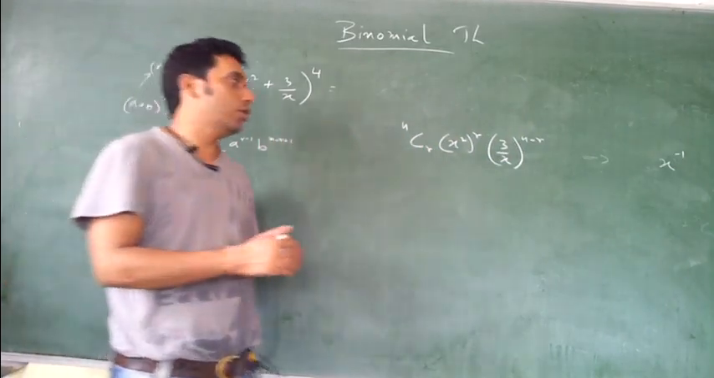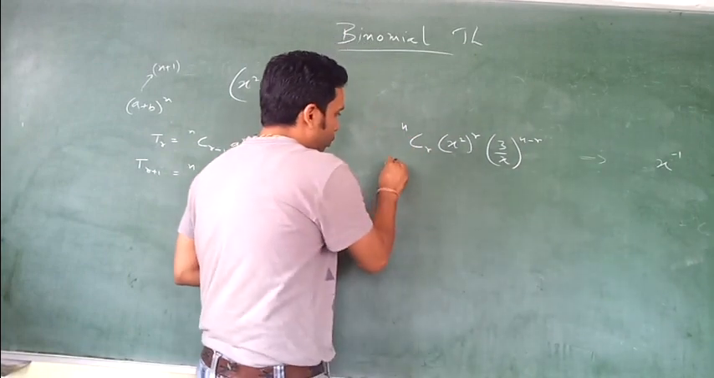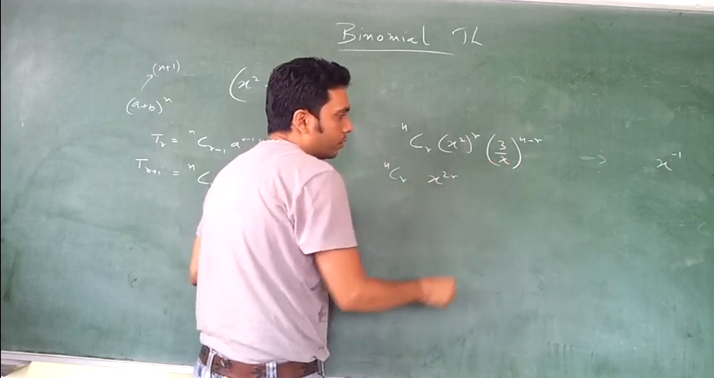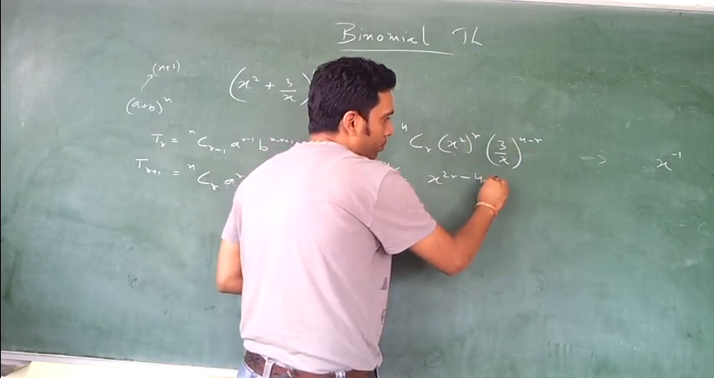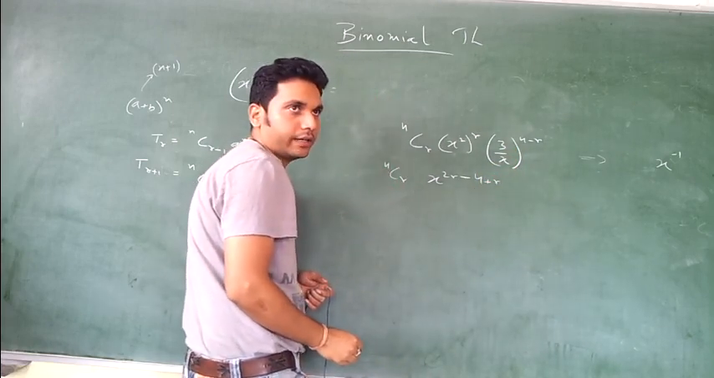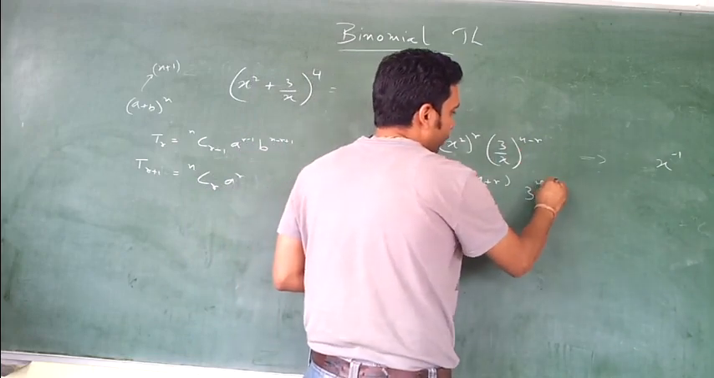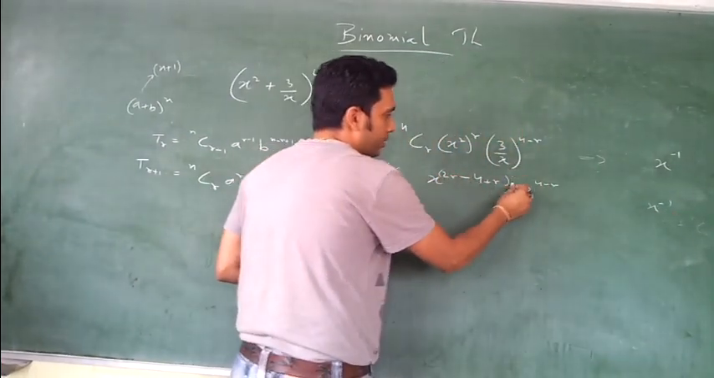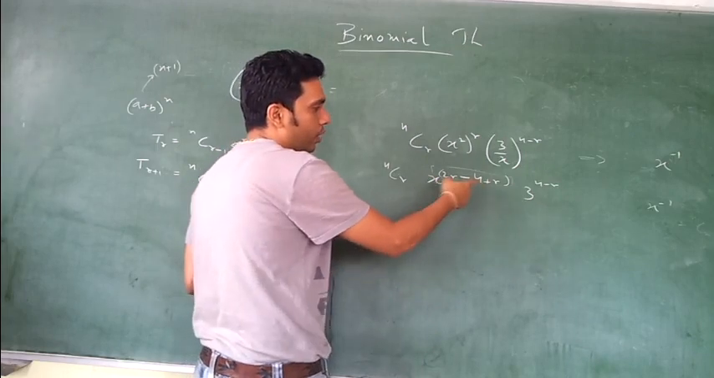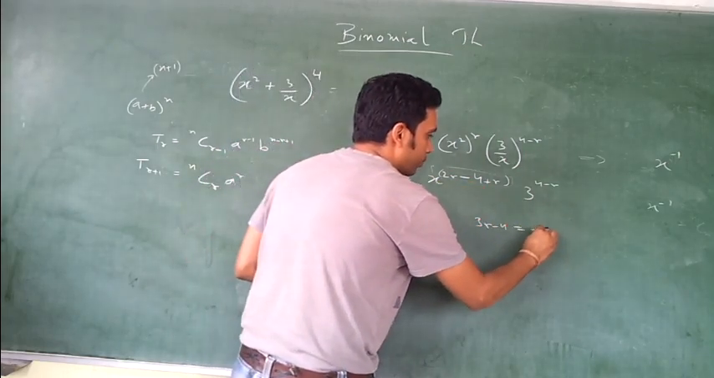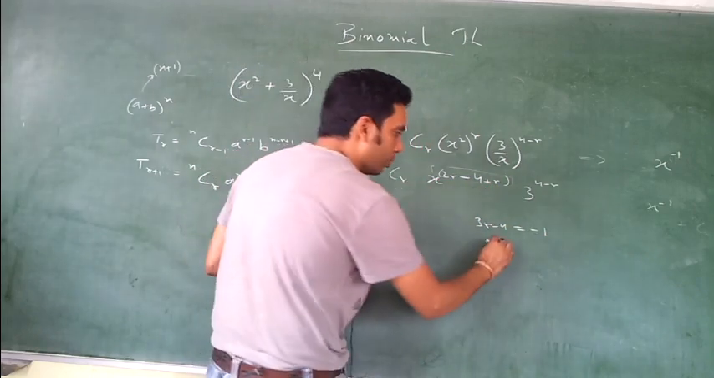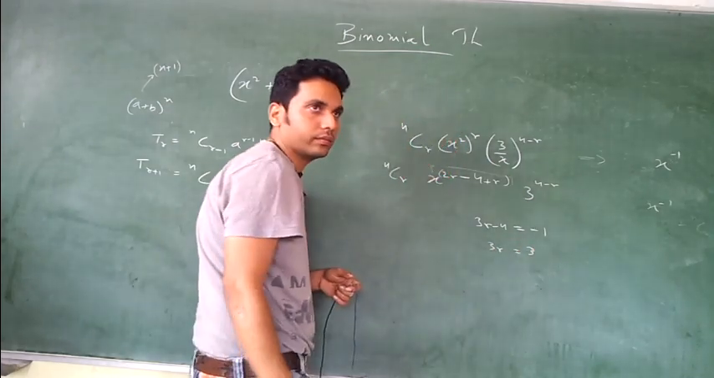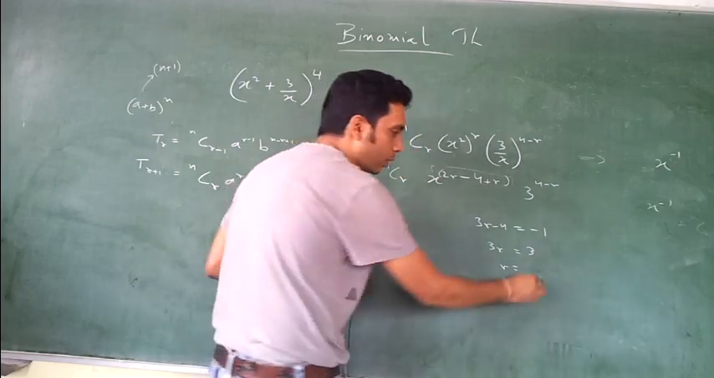Is it clear? So if I expand this, what is this? 4CR, this one is x power 2r and then minus 4 plus r. X power this much, right? Into 3 power 4 minus r. Should have x power minus 1. So this thing is your minus 1. So what is this? 2r plus r, 3r minus 4 is minus 1. Okay. So your 3r is equal to 3 or r is equal to 1.